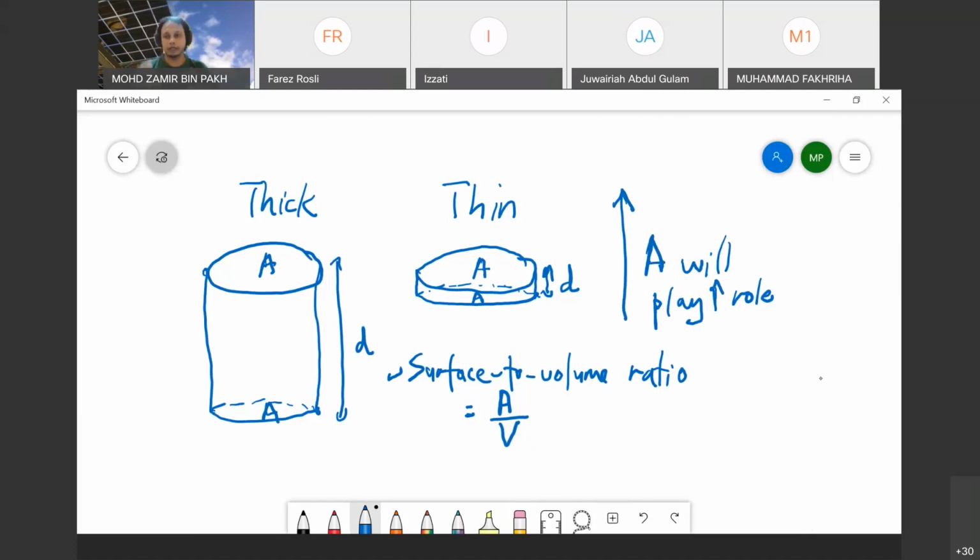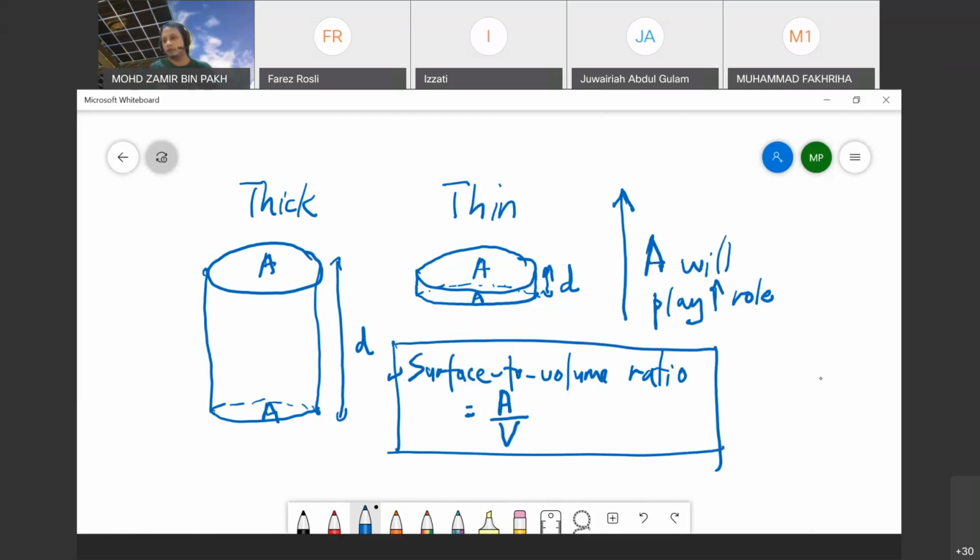Can you see now? Just by this simple demonstration, forget the physics, forget the equation, forget the J naught equation, we can see clearly the surface to volume ratio already. So when you're talking about a thin semiconductor device, surface to volume ratio will be very, very important.